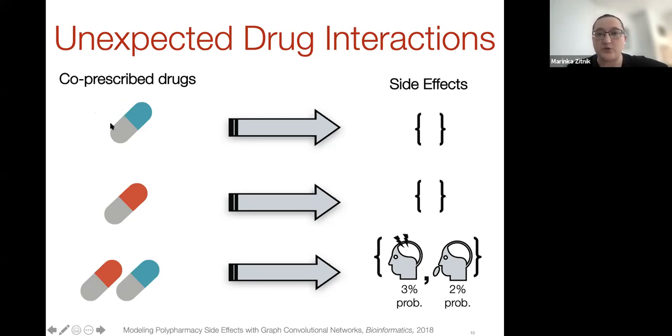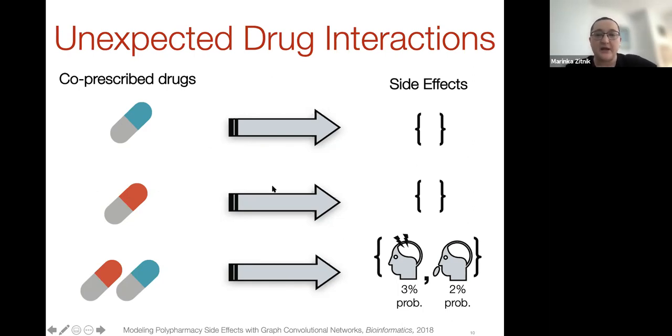Imagine we have a system with 2 drugs. We have a blue pill and we have a red pill. When a patient takes the blue pill alone, the desired therapeutic effect is achieved, no side effect occurs. When the patient takes the red pill alone, everything is okay, no side effects. However, when the patient takes the red and blue pill together, then with some probability, the patient will experience a side effect. And so that is unexpected.